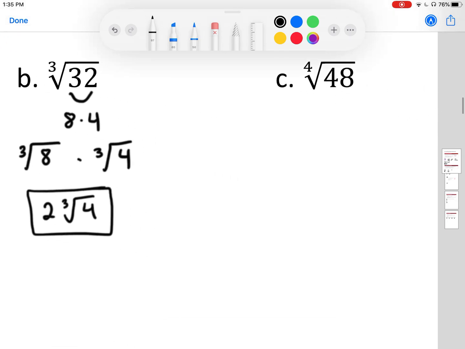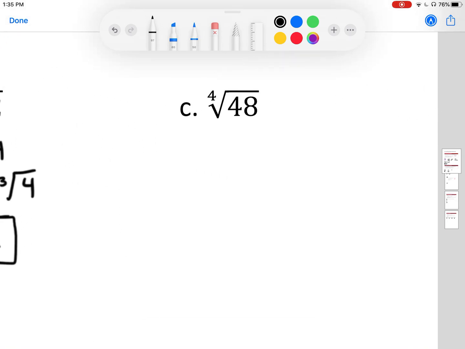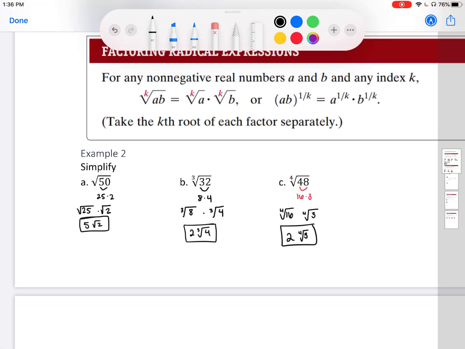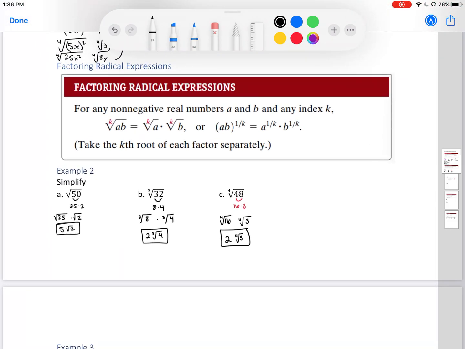Fourth root of 48. Well, I can't take the fourth root of 48, but I can take the fourth root of 16, and 16 times 3 is 48. So I can write this to be the fourth root of 16 times the fourth root of 3, so that I have 2 fourth root of 3. And that's how we can break down a radical to simplify.